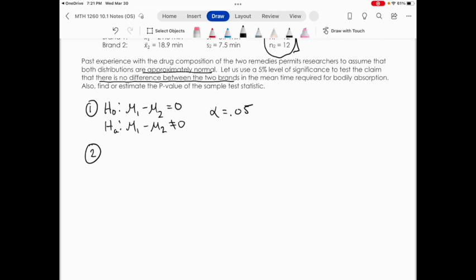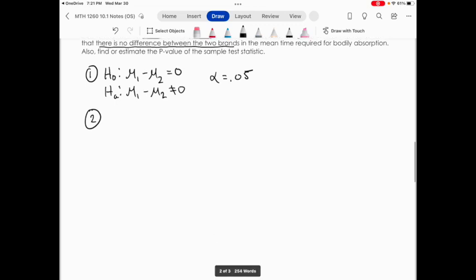Now, because we do not know the population standard deviation for either of them, and we have justification because it says the populations are approximately normal, we can use the two-sample t-test. So I'm going to go onto my calculator. Unless you want to try using the formula, that's totally fine. I'm going to find my function, two-sample t-test, under the stat and the test option.